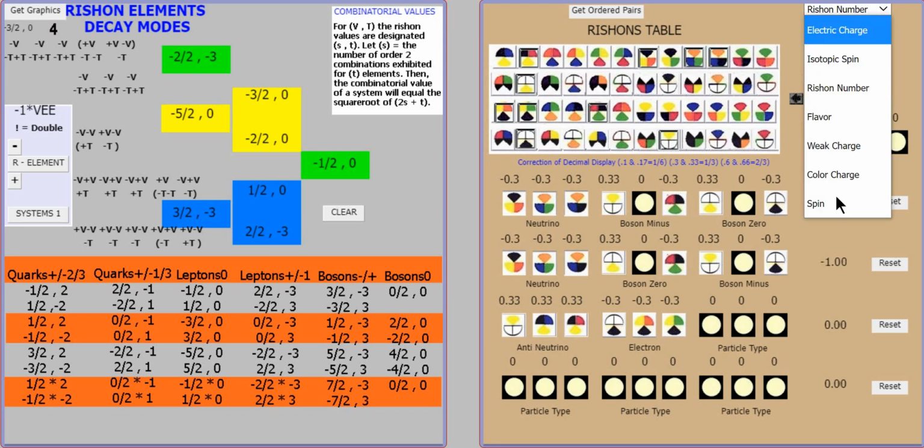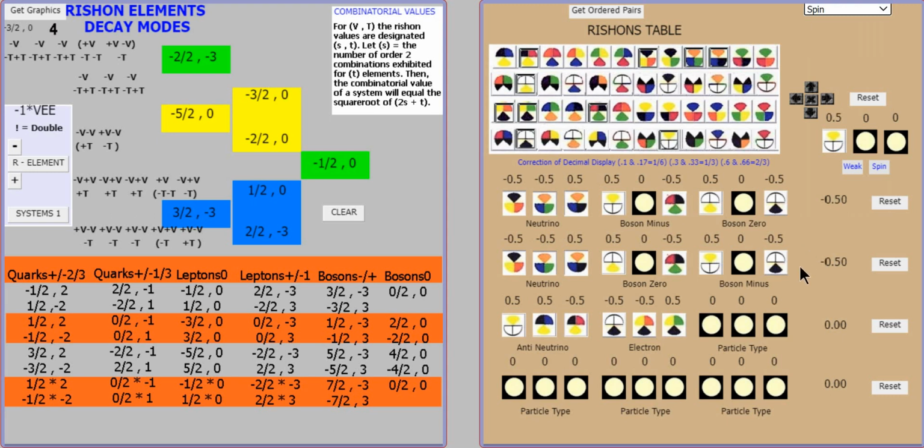Now let's consider the spin quanta of the decay of the tau lepton. We can look at the spin on the neutrino or muon neutrino part of the tau lepton, and we see that it has a spin of -1/2, or is left-handed. And we can look at the boson minus and see that it has a spin of 0.